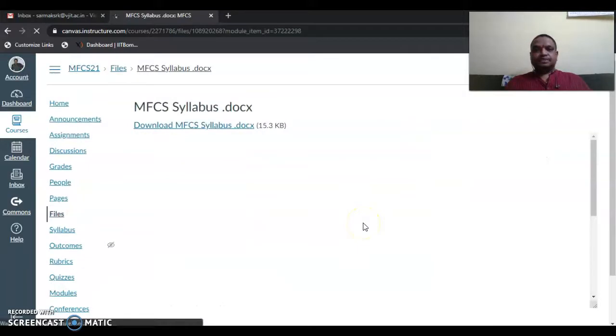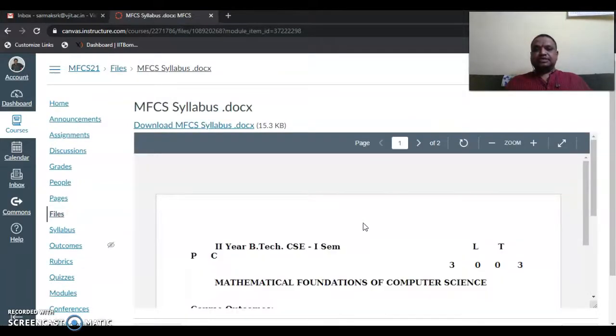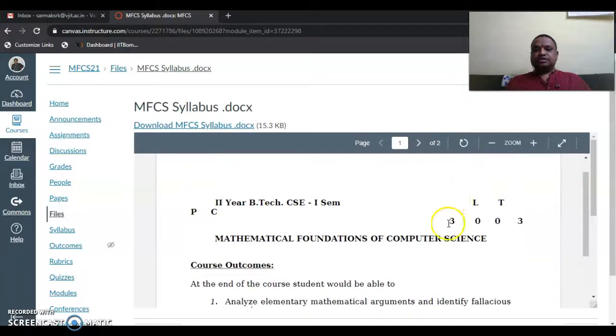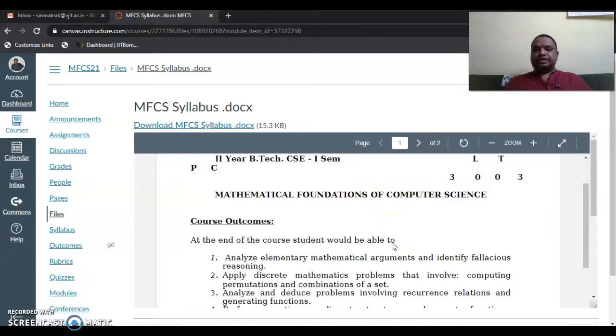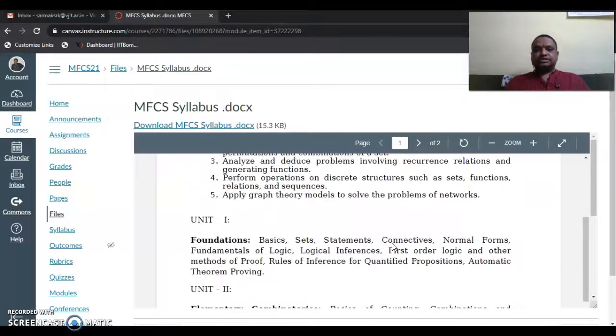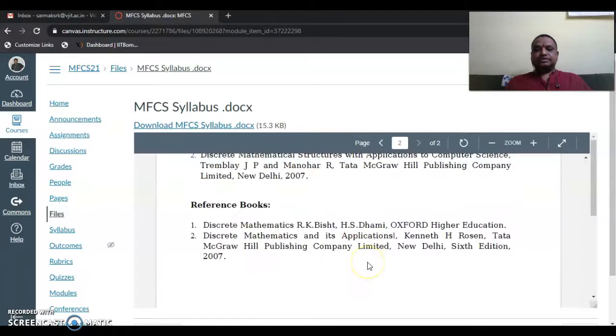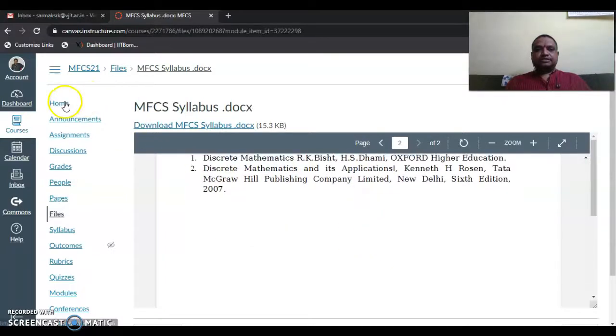Then the syllabus for the MFCS is there in the second year first semester. There are 3 total lecture hours, 3 practicals, and 0 grades, also 3. So this is for the syllabus, and the textbooks for this subject and the reference books, all these things.